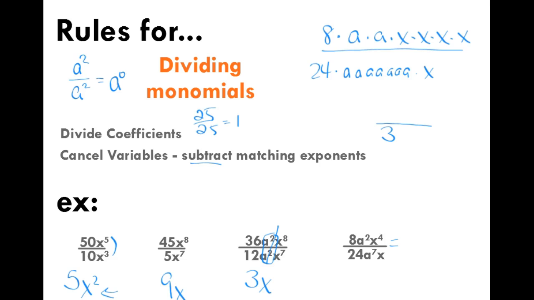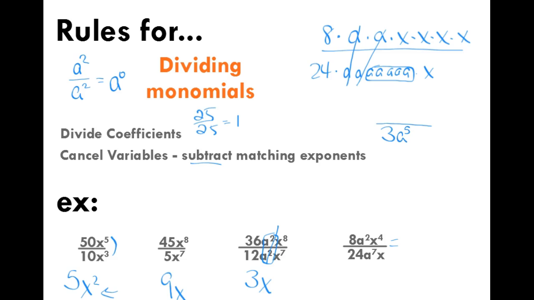And then the a's, there's only 2 on top, so they can cancel twice. But now I have these 5 a's left. Notice they're on the bottom. So you don't just put them on the top for no reason. They do stay on the bottom.